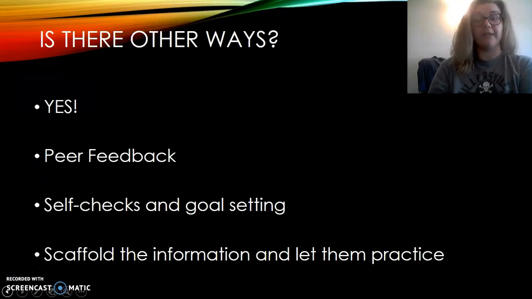Are there other ways to show feedback and give feedback? Yes. Use peer feedback, do self-checks and goal setting, as well as scaffold the information, break it down to more manageable parts, and then let them practice along the way. That is providing them with feedback.